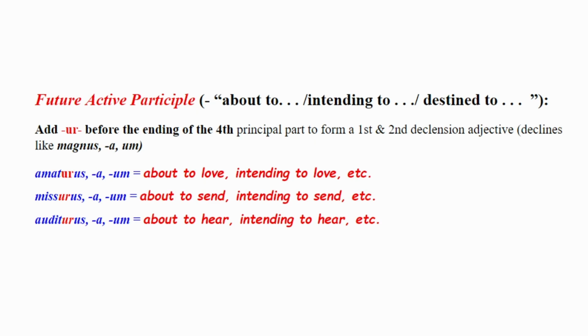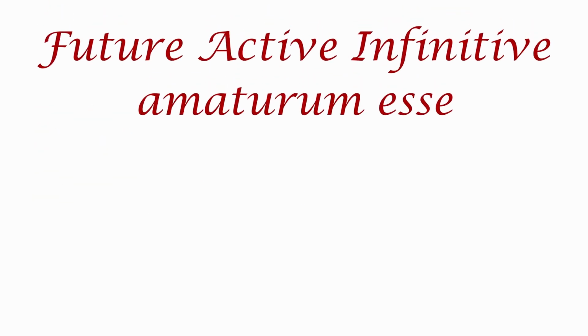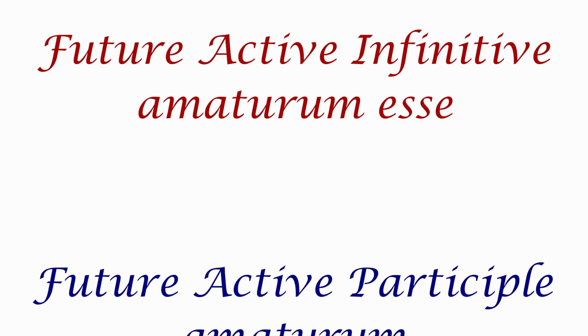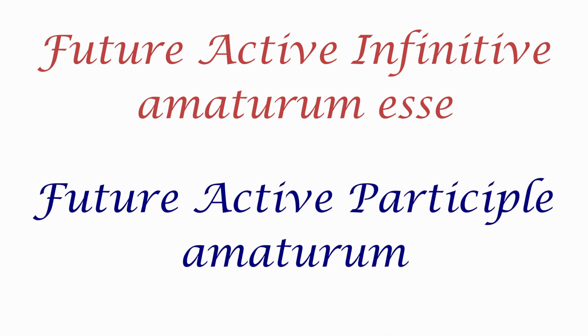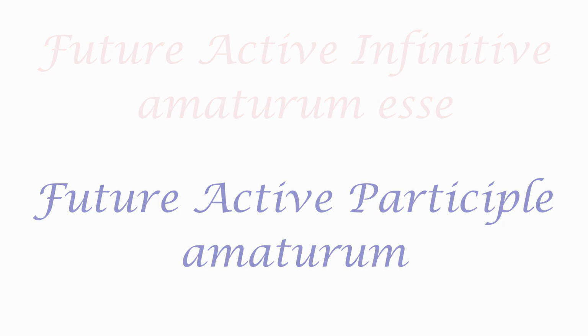The future active participle is also pretty simple, and this should look familiar to you, by the way, just like the perfect passive should have. Notice you just put UR in front of the ending for the fourth principal part. So it looks a lot like the perfect passive participle, only UR in front of your us, in front of your a, in front of your um: amaturus, amatura, amaturum. You'll notice this is also what we use for the future active infinitive, only without the esse. You remember we made a big deal about the esse after it when it's an infinitive. Because when it has esse, it's an infinitive. When it doesn't, it's a participle.